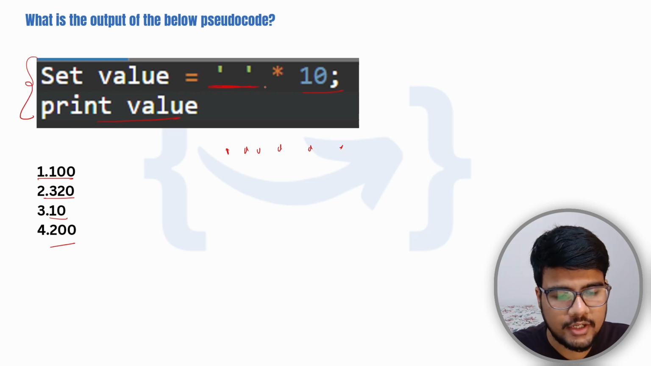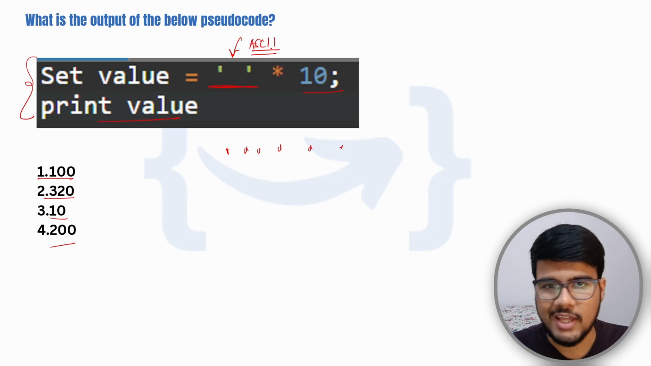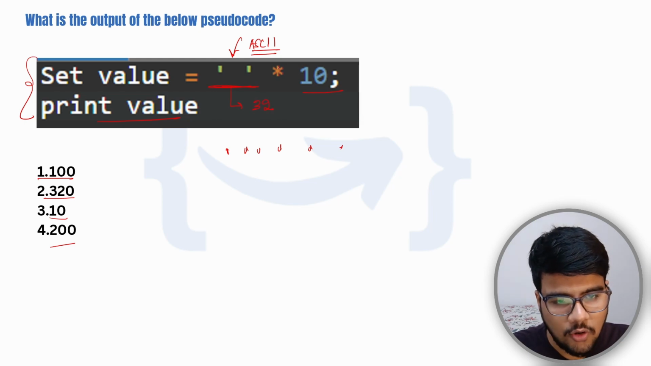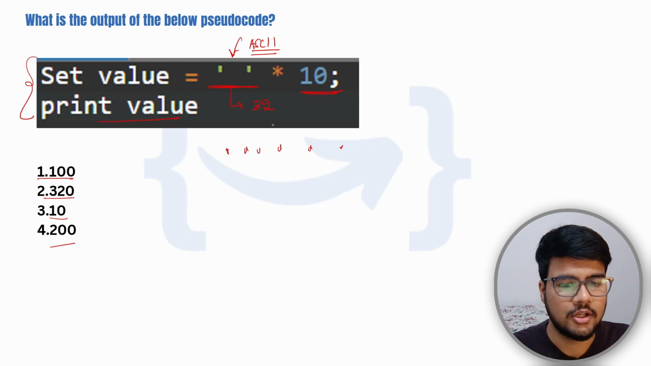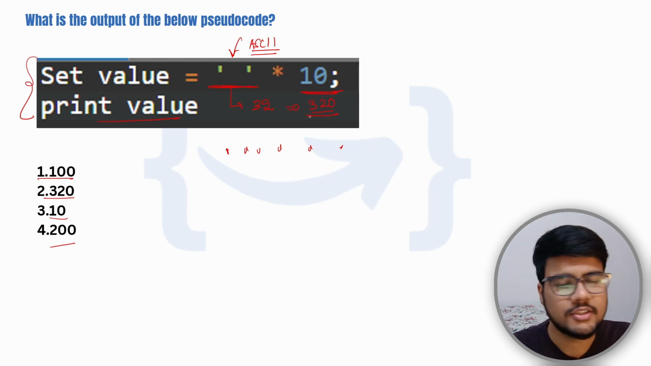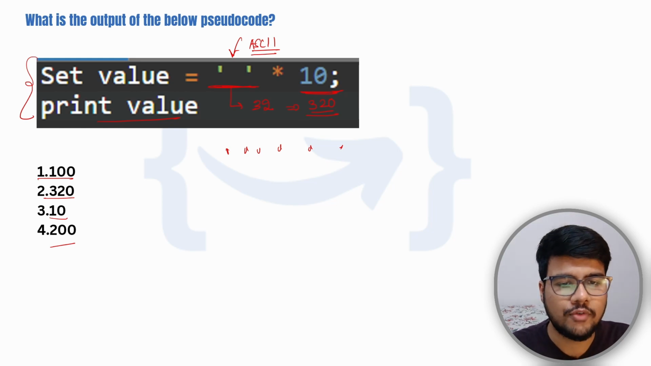And space here has something to it, which is the ASCII value. Any string, and you don't find anything in the question that makes sense, do focus on the ASCII stuff. Now space has the ASCII value of 32. So 32 into 10 will end up having 320 in the last. I know this question is a bit tricky because most people are not aware of the actual ASCII value of everything.